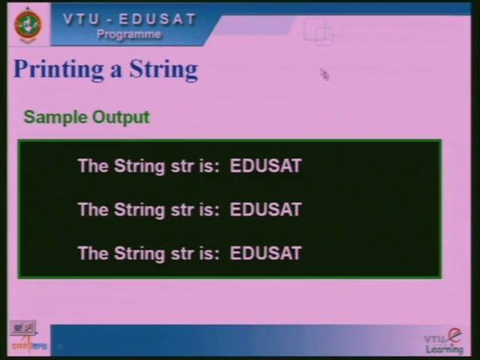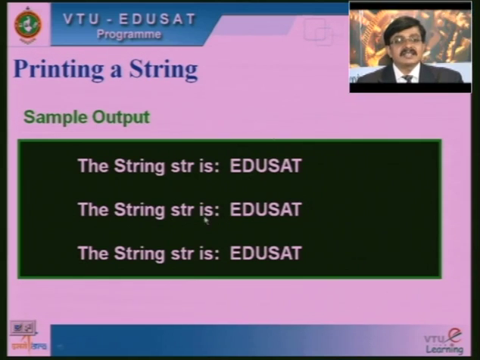Now, this is the sample output. The string str is: the first Edusat that is getting printed is printed through the printf statement using %s, whereas in the string str is, the second Edusat that is getting printed over there is printed through the unformatted output statement, that is the puts function.